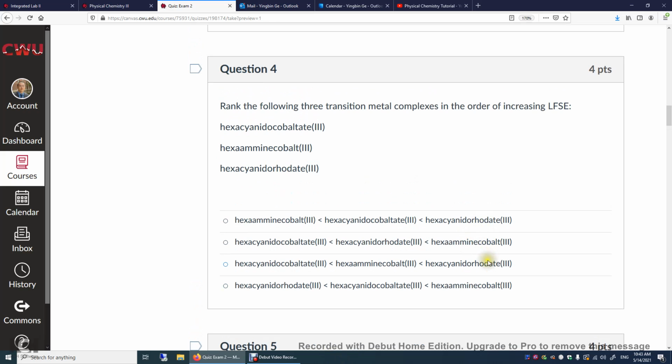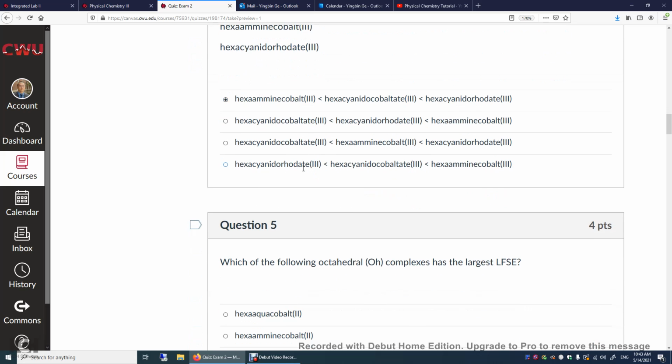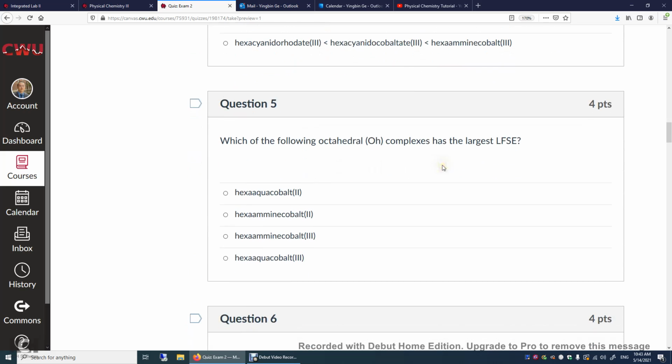Let's select the correct answer. Okay, right here. Rhodate has a larger LFSE than cobaltate. Cyanyl has a larger LFSE than amine. But why do we call this cobaltate and this rhodate? It's just because when you have 6 cyanyl ligands, there are 6 minus charges, and then there are 3 plus charges on the transition metal. Overall, it's still an anion. When you have an anion in an ionic transition metal complex, you need to have this -ate at the end. That's just the nomenclature.